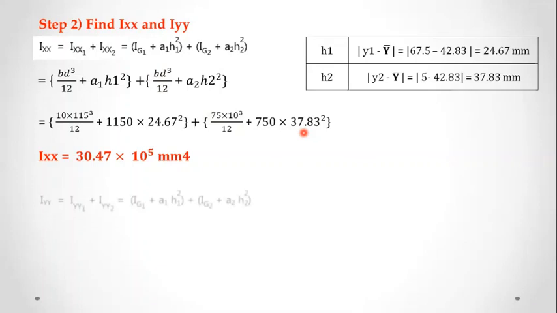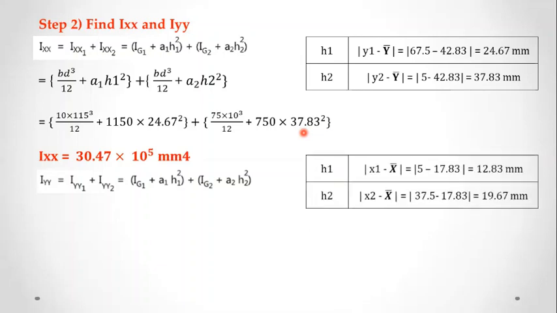Similarly, we are going to find Iyy. Iyy is the summation of Iyy1 plus Iyy2. Again we use the parallel axis theorem for both rectangles, that is Ig1 plus A1H1 square plus Ig2 plus A2H2 square. So find H1 and H2 for Iyy. For Iyy, H1 value is x1 minus x bar and H2 value is x2 minus x bar. The x1 value is 5, x bar is 17.83. The x2 value is 37.5, x bar is 17.83. So you will get the H1 value 12.83 and the H2 value 19.67.